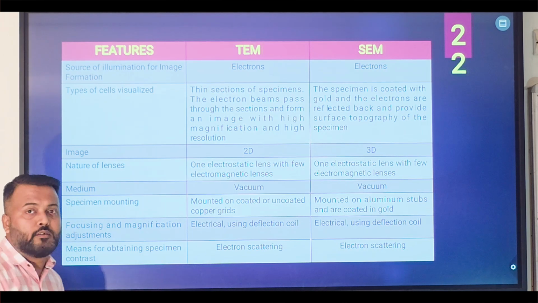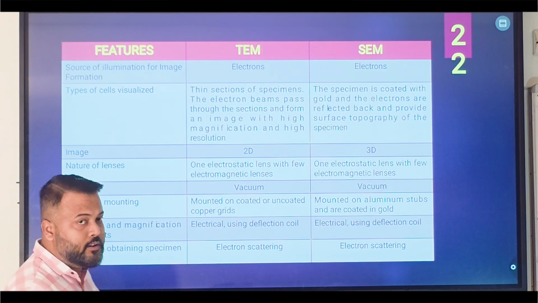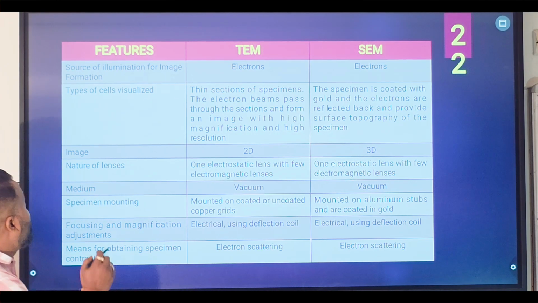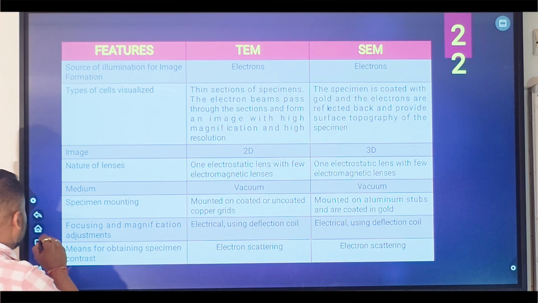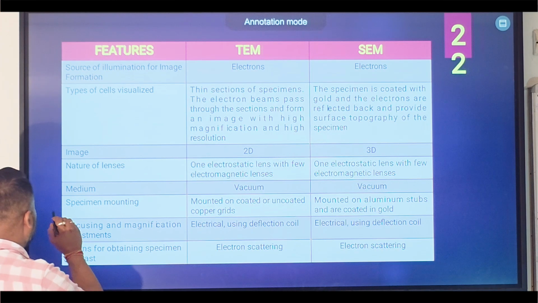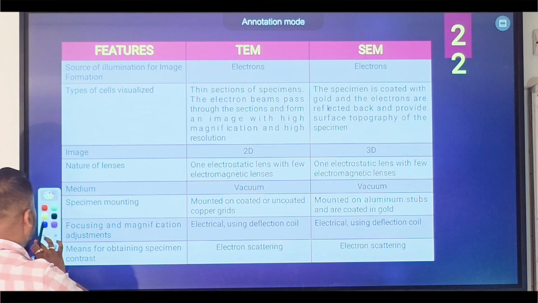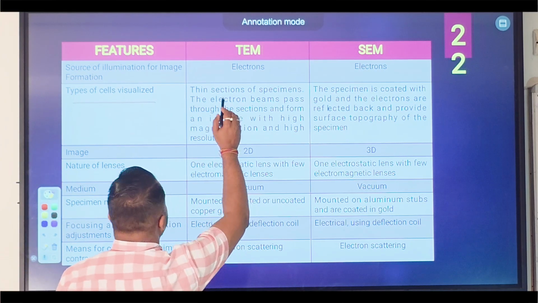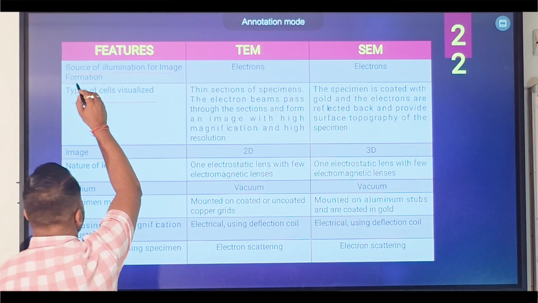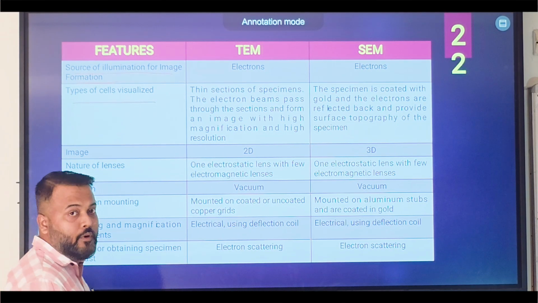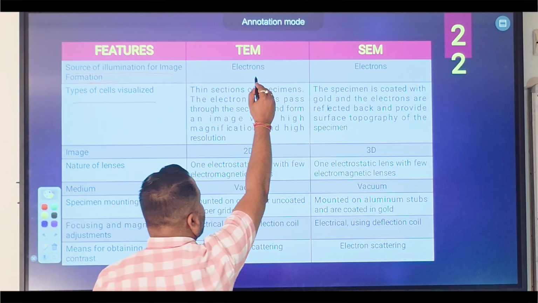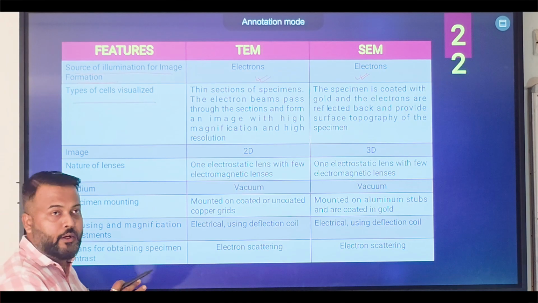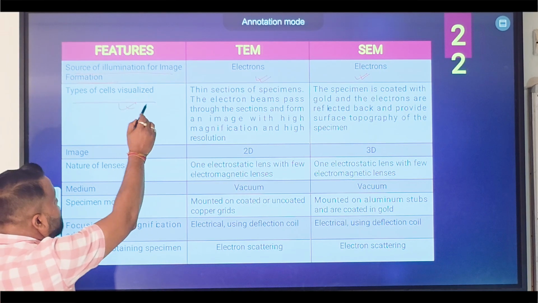Next, let us discuss the different kinds of features and the major differences between TEM and SEM. Now, first of all, let us see the types of cells that can be visualized. But before that, let us talk about the source of illumination for image formation. Okay, so here, in both cases, these are electrons. There is no light involved in both of the microscopes. Then types of cells to be visualized.